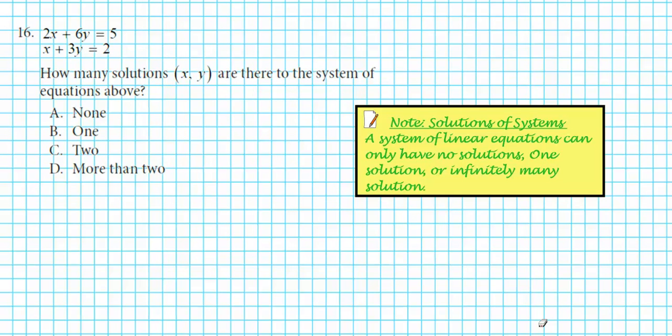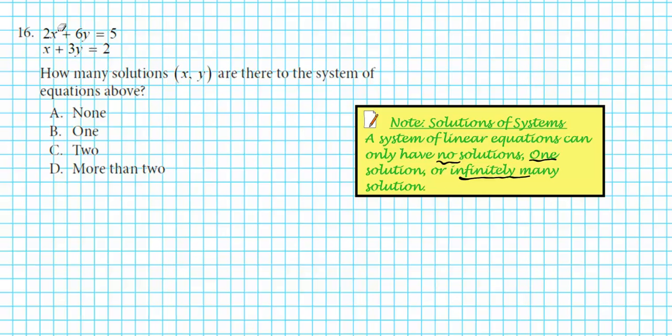All right, let's take a look at our question number 16. We have a system of linear equations, okay? And the question is, how many solutions x, y are there to the system of equations above? Now, something you want to note concerning the solutions of systems of equations is as follows. If you have a system of linear equations, you can only have no solutions, one solution, or infinitely many solutions.